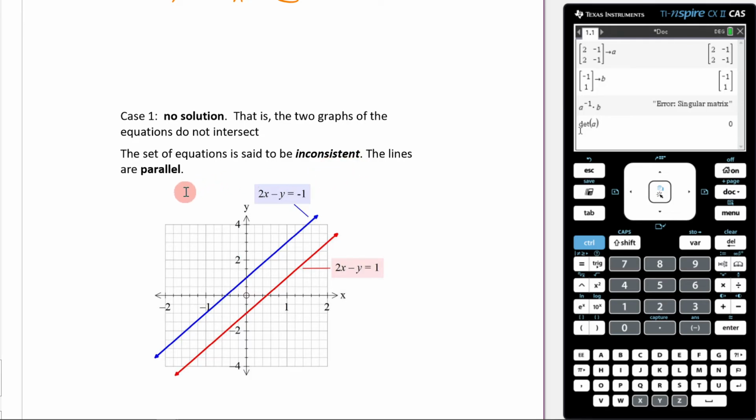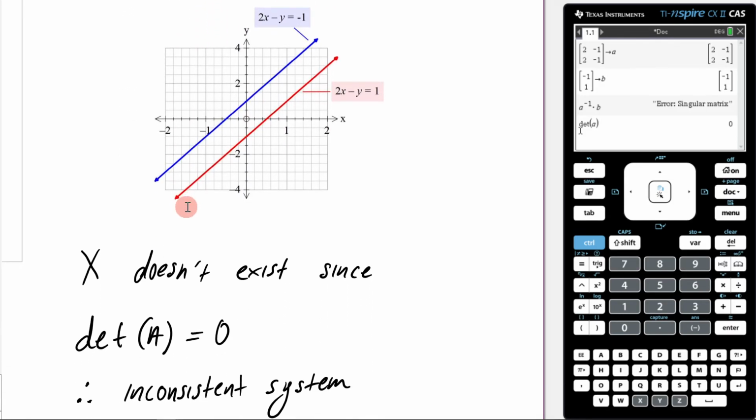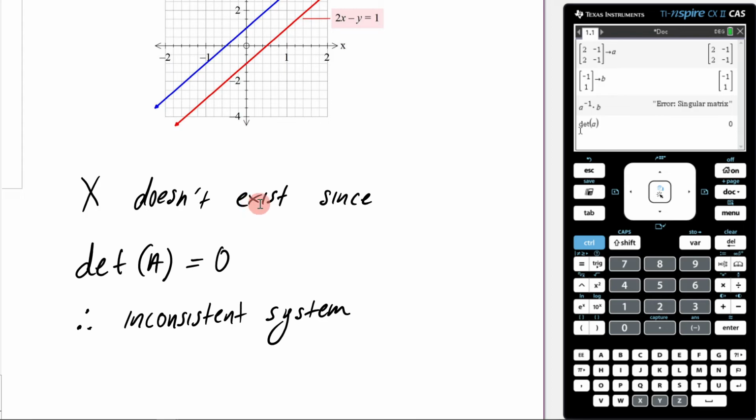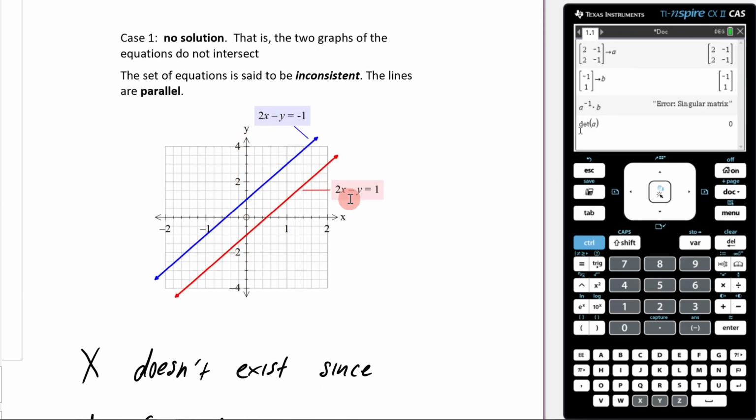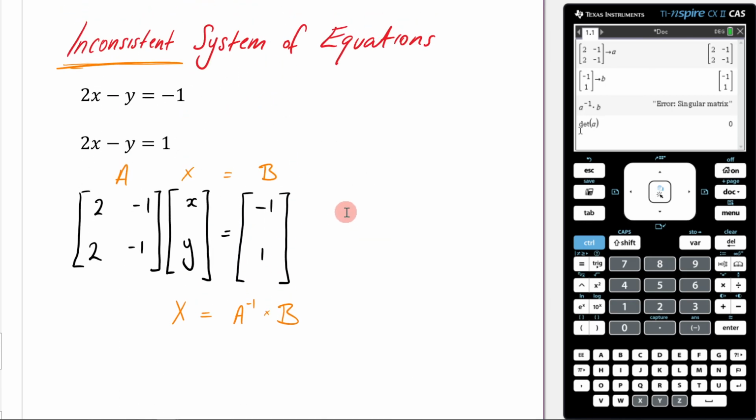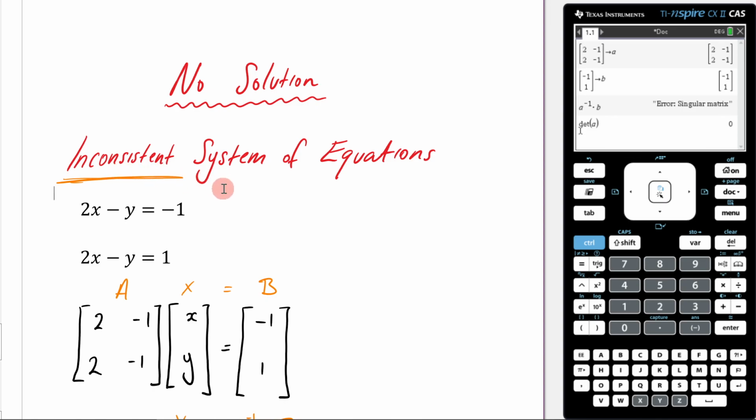The lines are parallel. So if we would write something here, you'd say X doesn't exist since the determinant of A is equal to 0, therefore inconsistent system. So X doesn't exist. There are no X and Y values that satisfy both of these equations here. Okay, so that is inconsistent systems of equations.